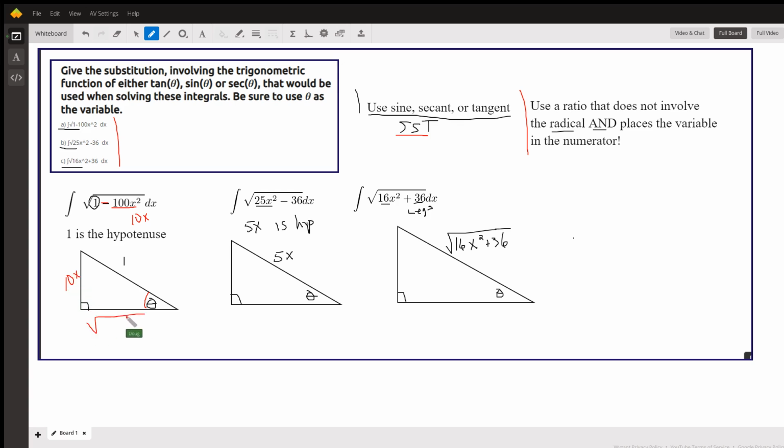Using the Pythagorean theorem, that's 1 squared minus 10x, the quantity squared, or 100x squared. And let's see, if I use sine, that's 10x over 1. That's what I want. Sine of theta equals 10x over 1.